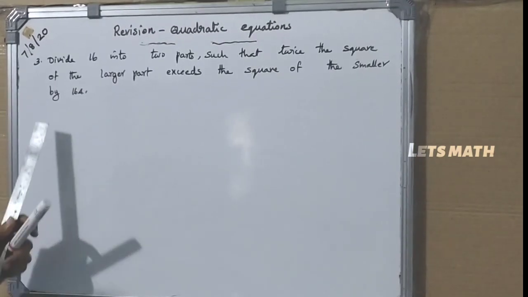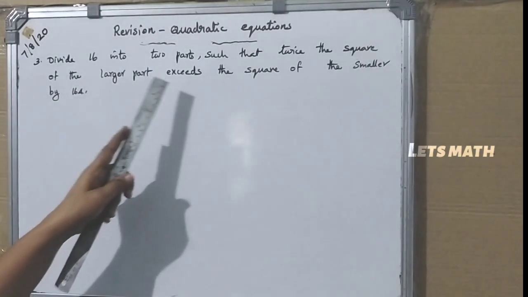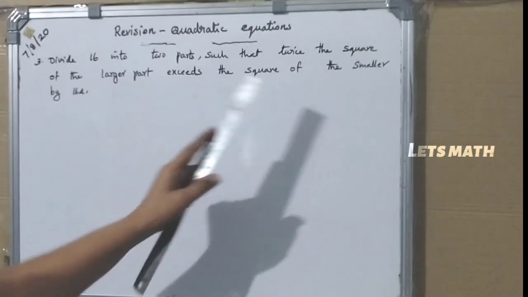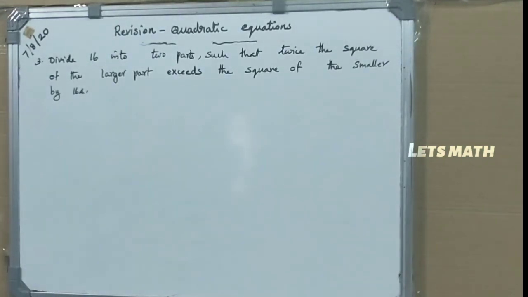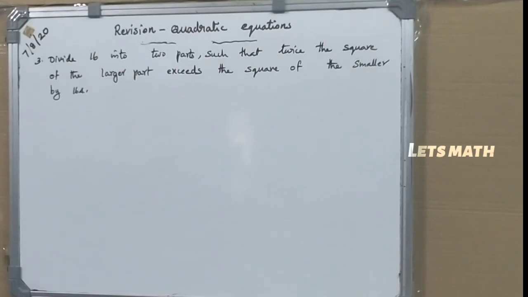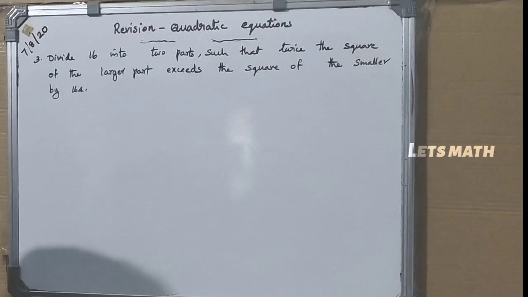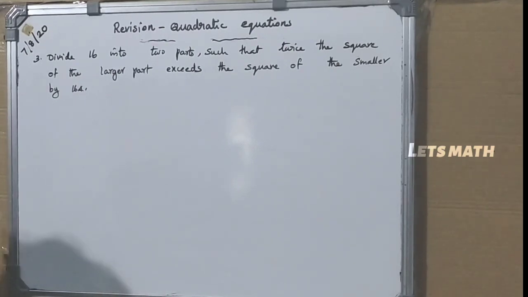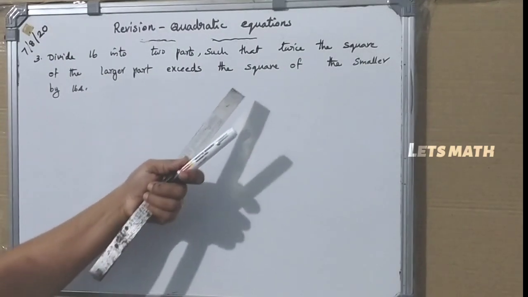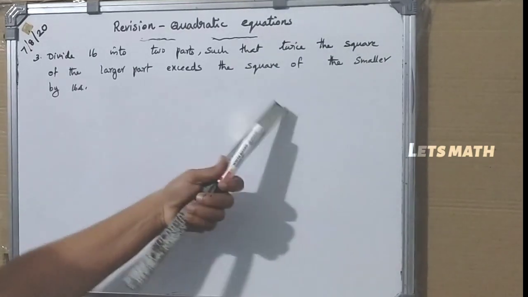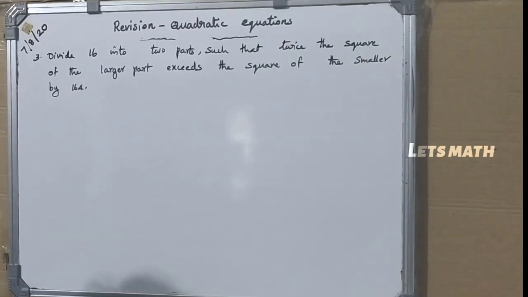Now the third question. Divide 16 into 2 parts such that twice the square of the larger part exceeds the square of the smaller by 164. Divide 16 into 2 parts. We can divide 16 in different ways: 8 plus 8 is 16, 1 plus 15 is 16. But here you have to divide in such a way that twice the square of the larger part exceeds the square of the smaller by 164.